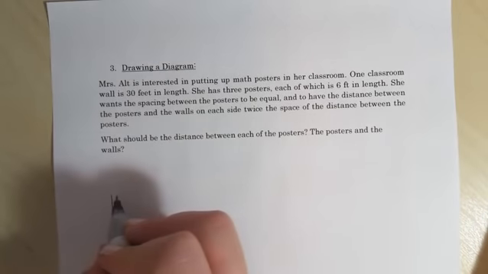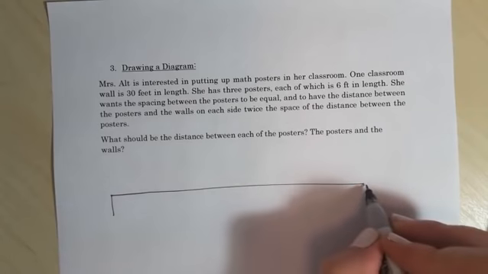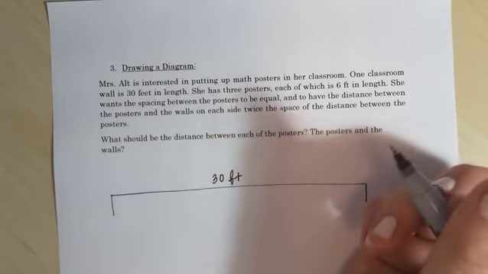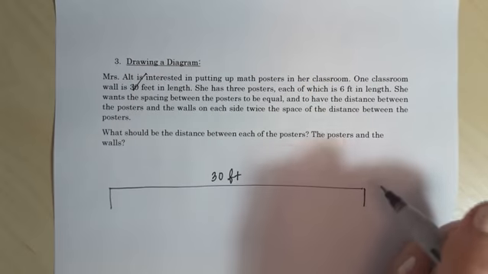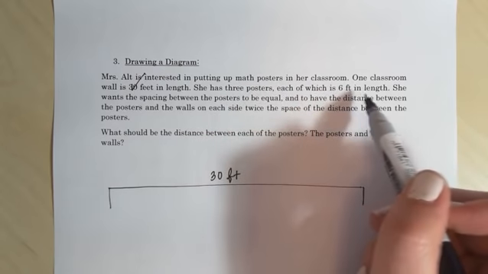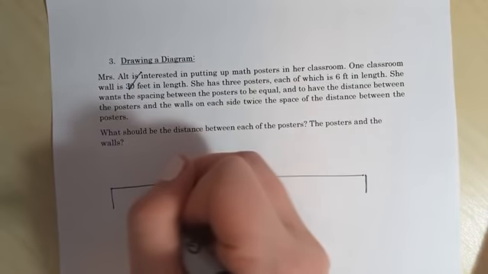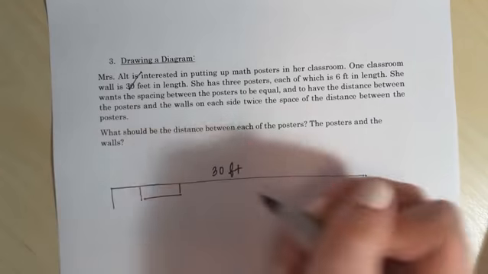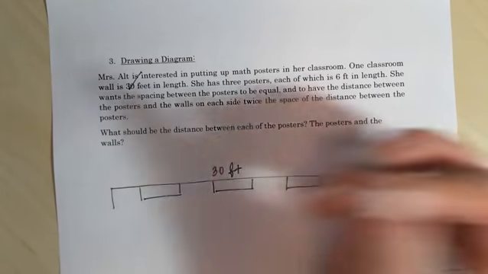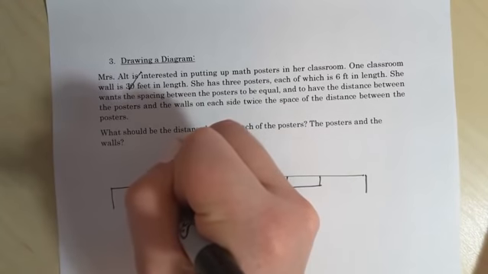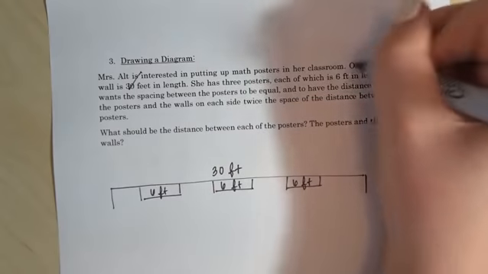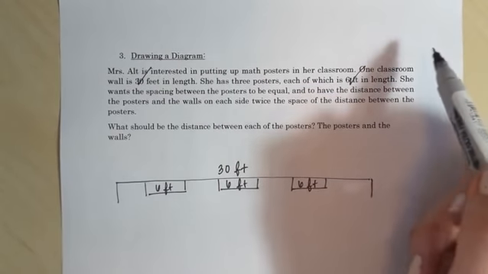I'm going to go ahead and draw the 30-foot wall that's in the classroom. So this is 30 feet. So I'm good to go there. Took care of that piece of information. Then it says I have 3 posters, each of which is 6 feet in length. So I'm going to go ahead and draw in 3 posters. Got 1, 2, 3 posters. And these guys are all 6 feet. 6 feet and 6 feet. So I took care of that piece of information.